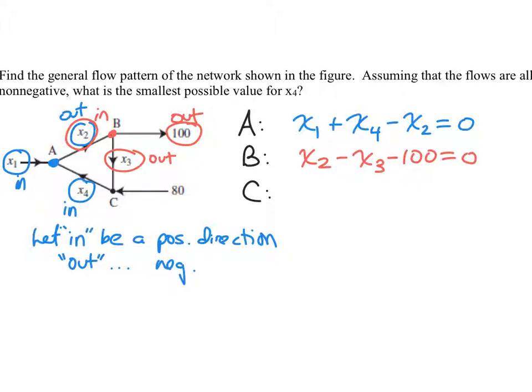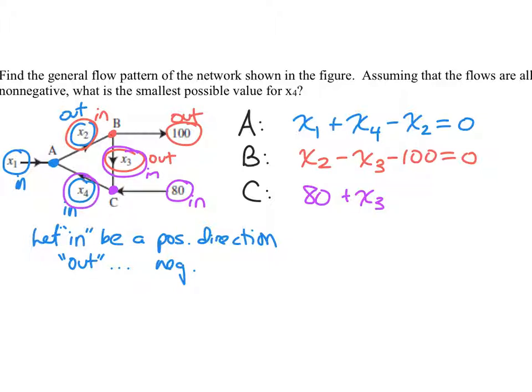And then the last node is at C. So here you have 80 coming in, so it's a positive 80. You have x3 coming in, so plus x3.